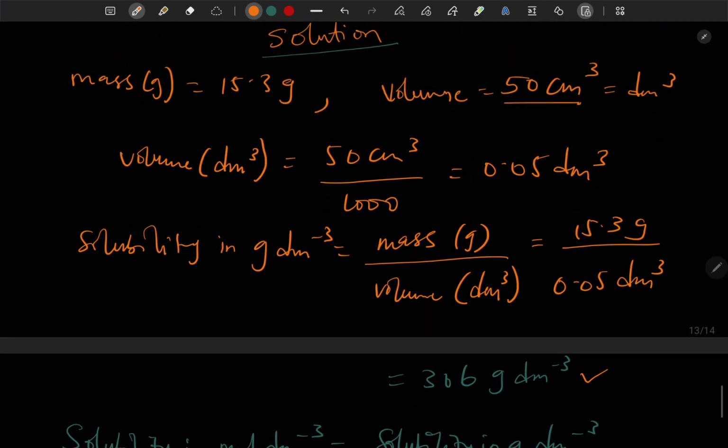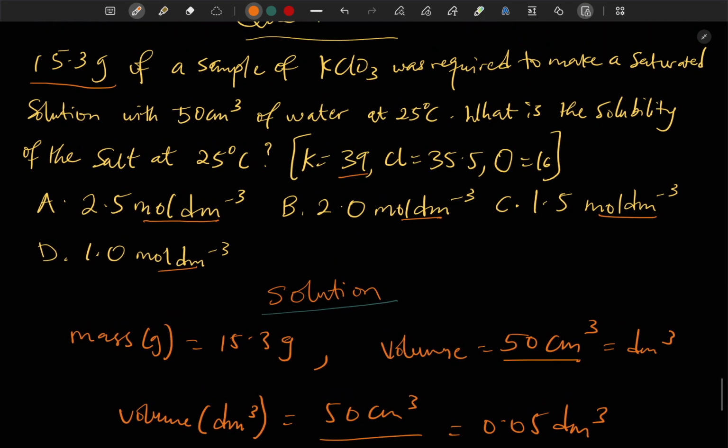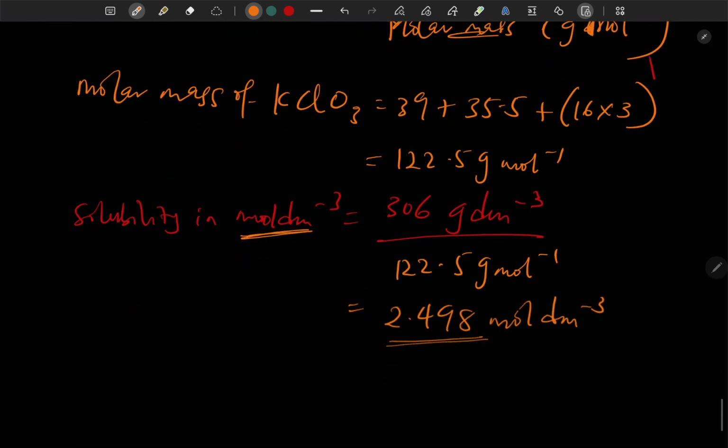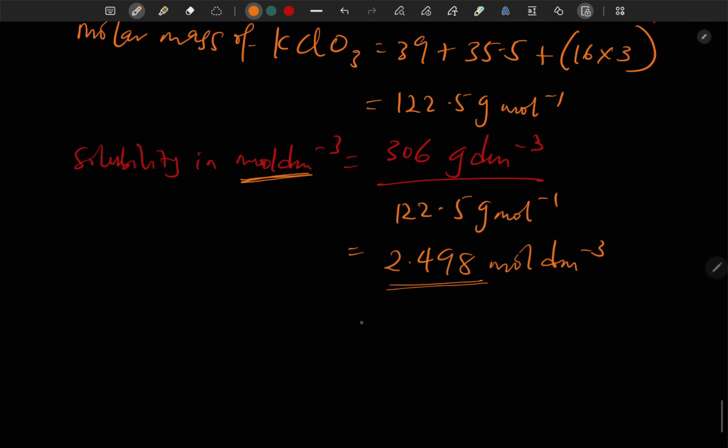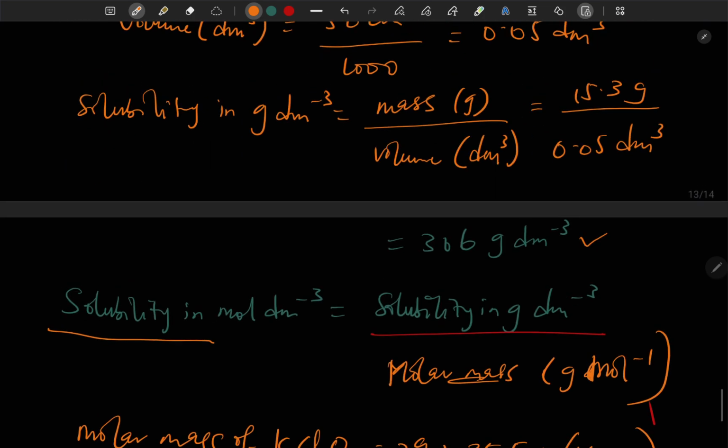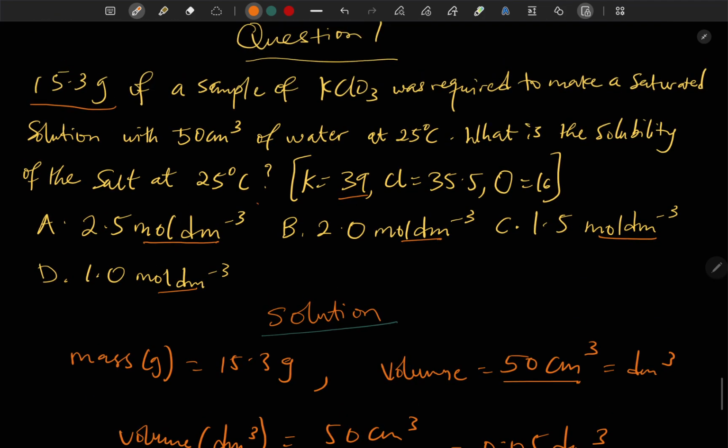Let's look for the correct option. 2.498 is approximately 2.5, because if we approximate 2.498 to one decimal place, it is approximately 2.5 mole per dm³. So which means that the correct answer here is option A, 2.5 mole per dm³.